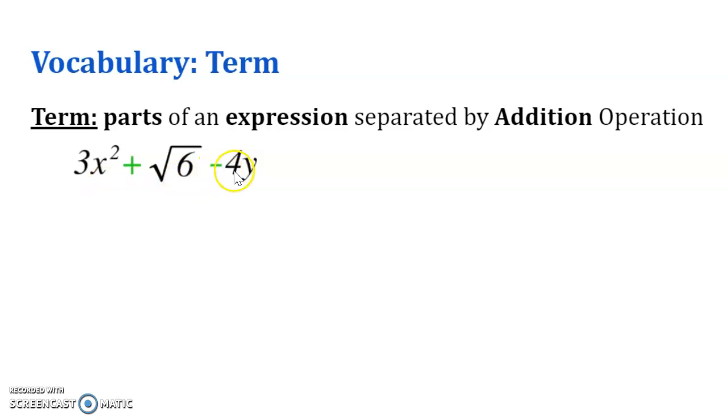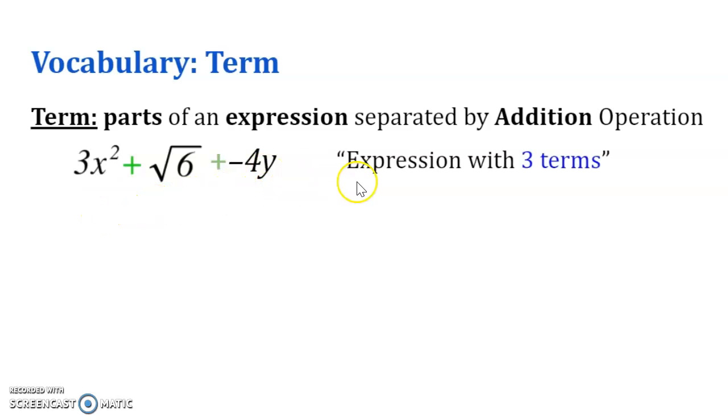What about this negative 4y? Well, we can rewrite this negative 4y as adding a negative 4y, right? So that means that this is yet another addition operation. So that means square root of 6 and negative 4y, they are each a term. So in this case, we have an expression with three terms because 3x squared is a term, root 6 is a term, and negative 4y is a term. They are each separated by addition operation.